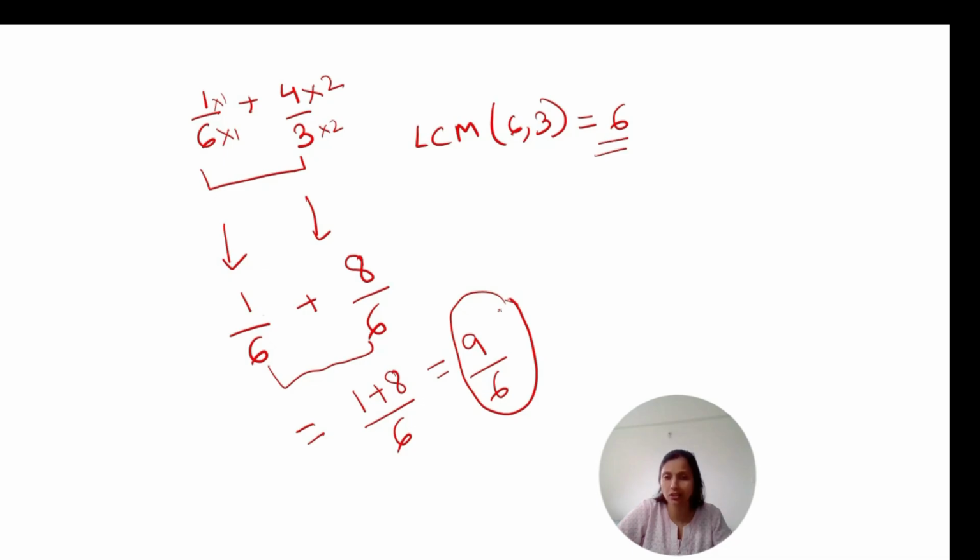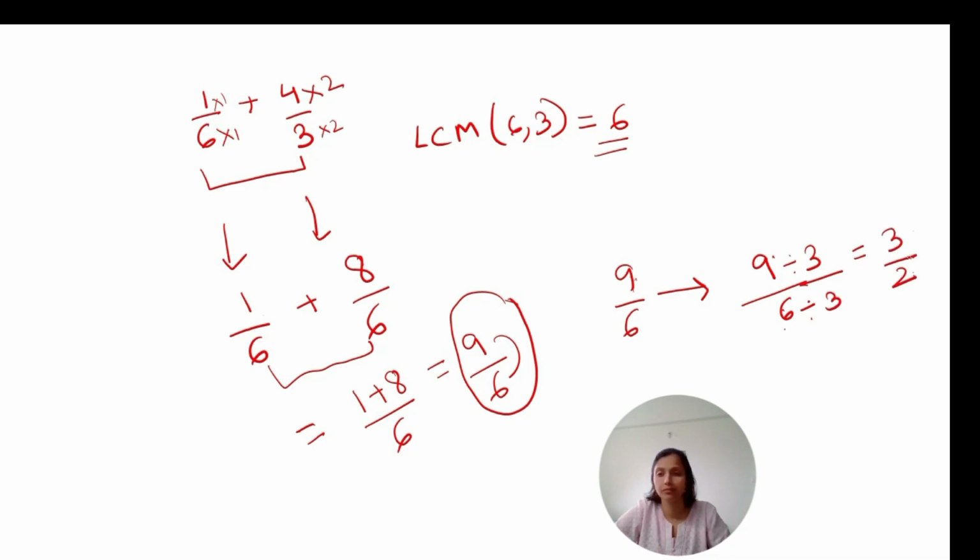One more thing you can notice here, that 9 by 6 is not in the simplest form. So we can convert this fraction in the simplest form. So I can divide the numerator and denominator by the highest common factor 3, and I will get 3 by 2. Now 3 and 2 have no other common factors other than 1. They are co-prime numbers, and hence 3 by 2 is in the simplest form. So you can represent the final answer as 3 by 2 also. It is good to represent the final answer in the lowest or the simplest form.